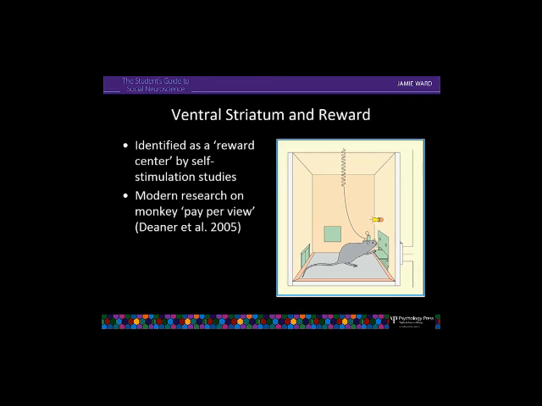They don't pay to view just anything. Some neutral stimuli they're not going to pay for. Or a low-status monkey, they're not interested in.